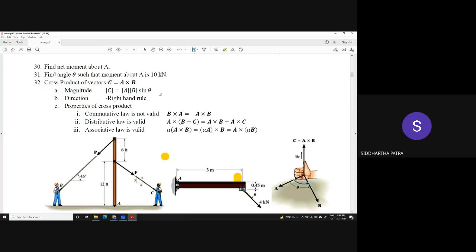The associative law is also pretty obvious because it's simply a multiplication with a scalar, and that you can club with any of the vectors, the product vector or vector A or vector B, whatever. So that works. And the next thing is the distributive law. Now, distributive law is valid, much like dot product, but again, that also comes from the very definition of cross product. So that I leave you to prove.